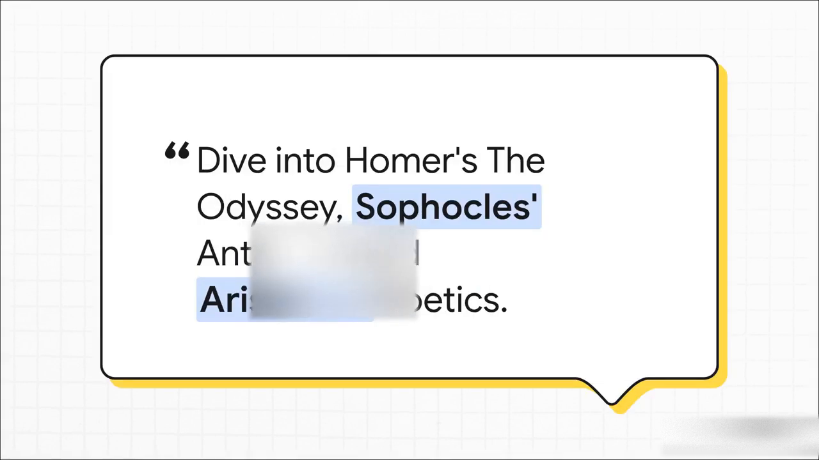You're going to sail the high seas with Odysseus in the Odyssey. You'll wrestle with these huge questions about justice in Sophocles' Antigone, and you'll even get into Aristotle's Poetics to understand how drama is built from the ground up. Seriously, these are the stories that have shaped how we think for centuries.